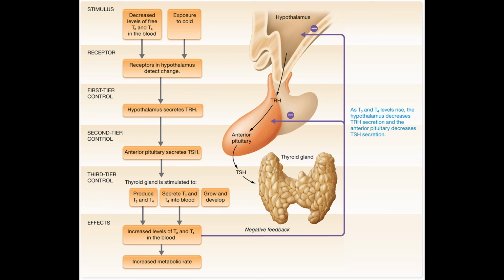Now, if there's too much T3 and T4, the hypothalamus is going to decrease TRH secretion, which then decreases TSH production or secretion, which then doesn't stimulate the thyroid as much. So now it's not producing as much T3 and T4. And then when levels fall below a certain point again, it's going to kick up that TRH, which kicks off TSH, which kicks off T3 and T4 production. It's just this big long cycle, trying to stay in that homeostatic range.